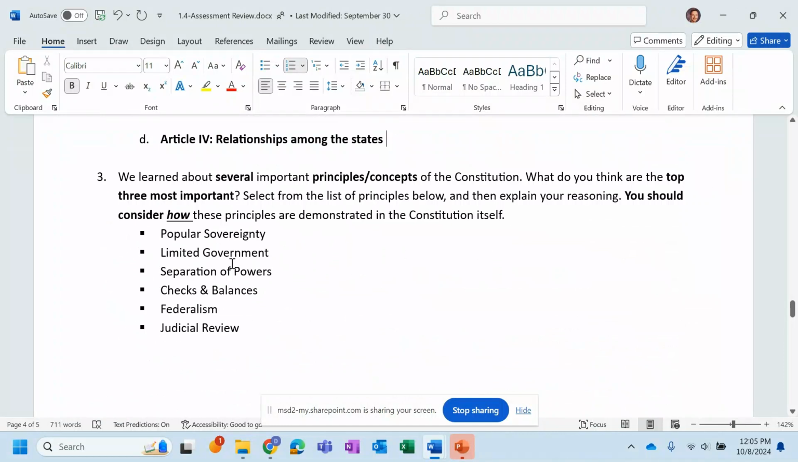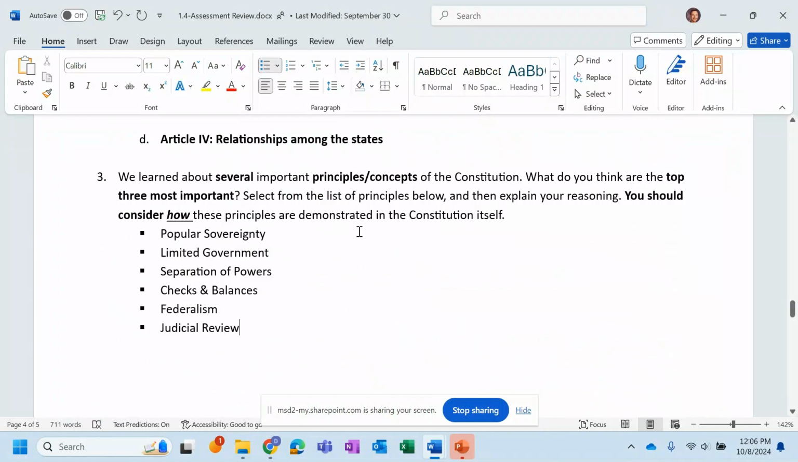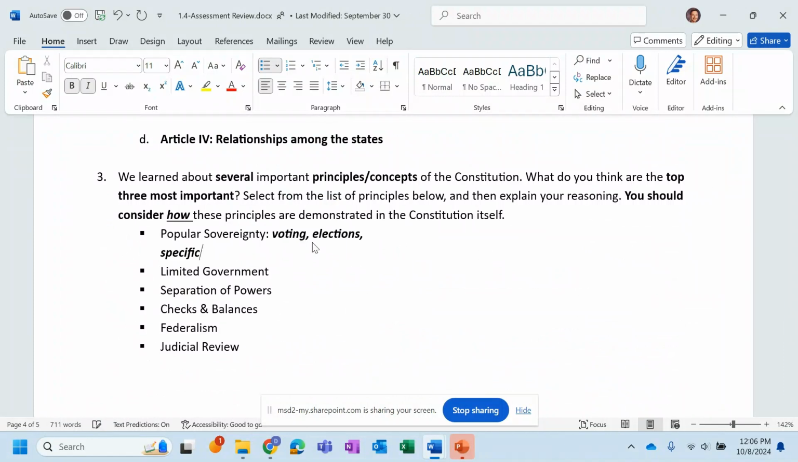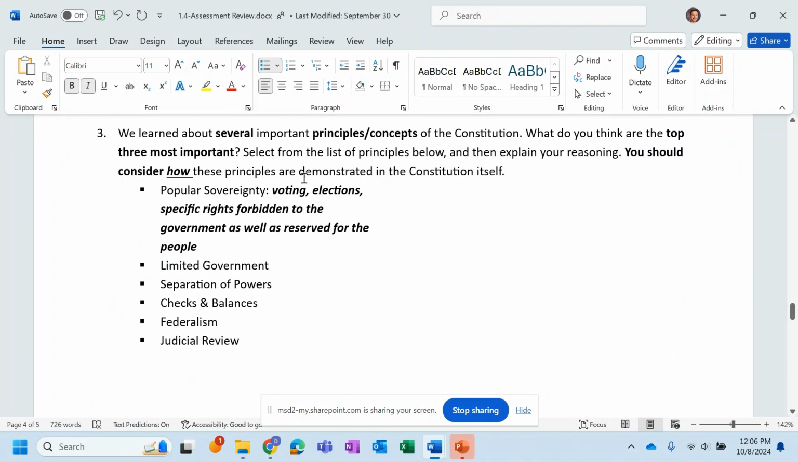All right, we learned about several principles. I don't need you to be an expert on all of them, but you should be able to consider how these principles are demonstrated in the Constitution. So I gave a few different examples. Popular sovereignty is through voting, elections, specific rights forbidden to the government, as well as reserved for the people. You can find different examples of those throughout: voting for the House of Representatives, voting for state legislators that then choose your Senate and your president. Again, originally in the Constitution, now it's more popularly sovereign.